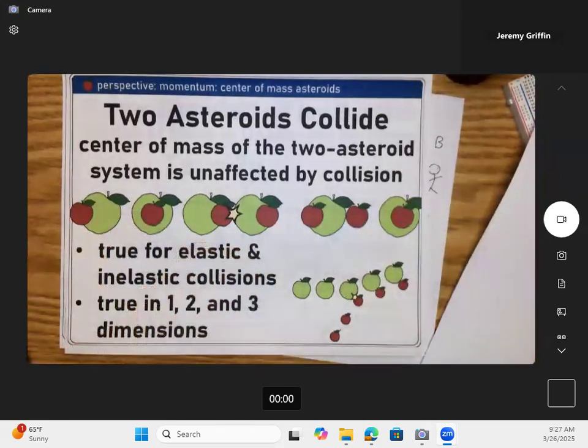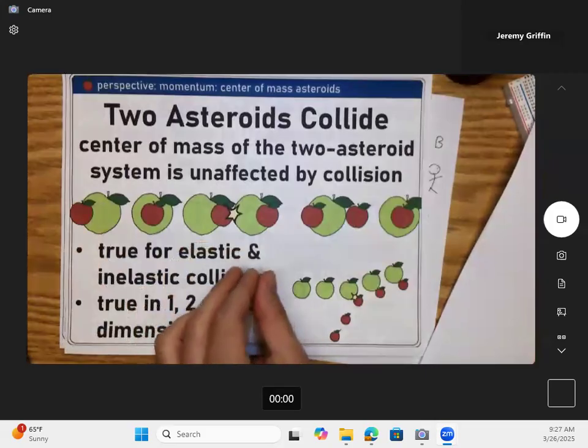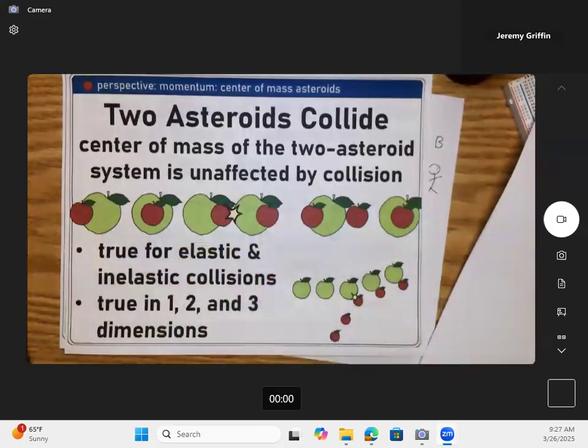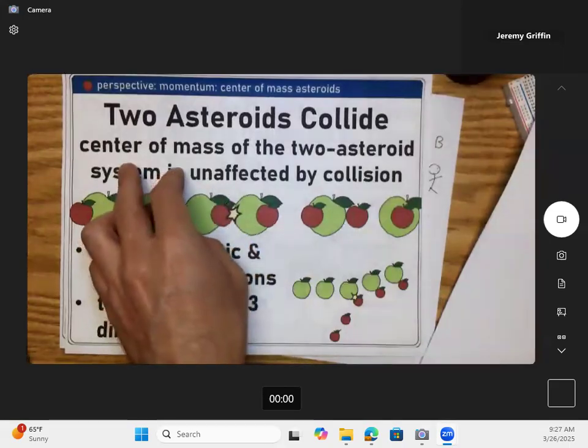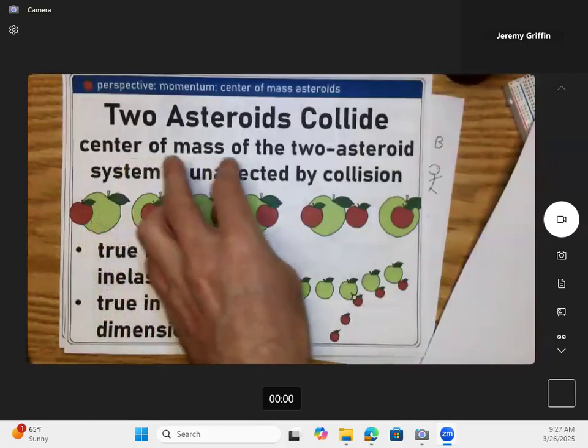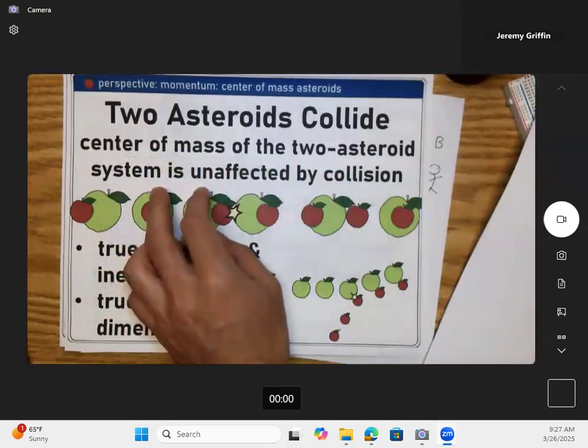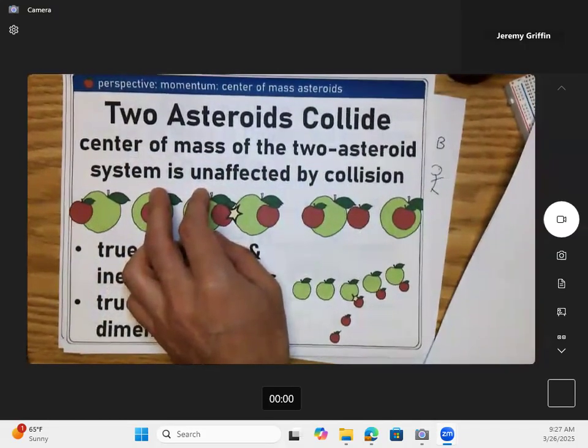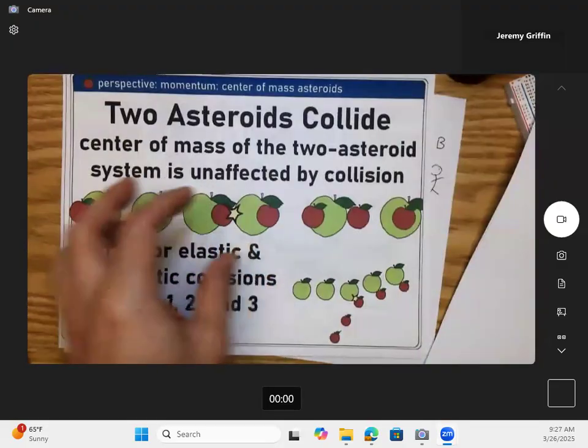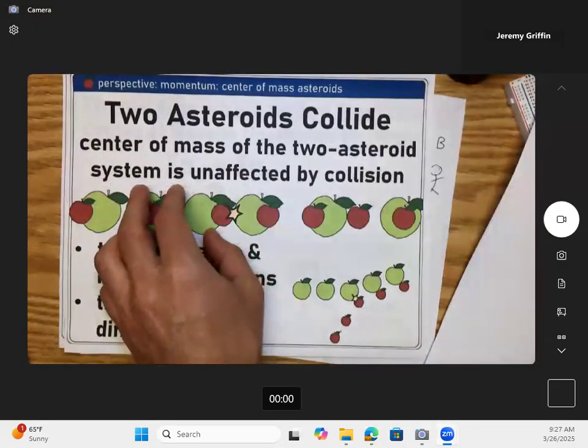Now, what kind of collision? I don't know. Maybe they stick together. Maybe they bounce off each other. Maybe it's elastic, inelastic, something in the middle, right? Doesn't matter. This principle still applies. If you just focus on not either asteroid, but the center of mass of the 2 asteroid system, or if it's 2 skaters, the center of mass of the 2 skaters, right? Or if it's 2 collision carts, the center of mass of the 2 collision carts.